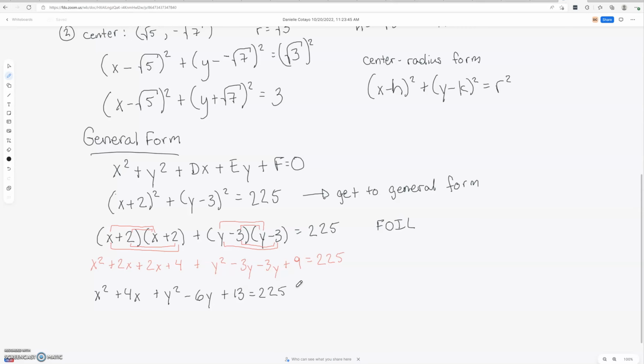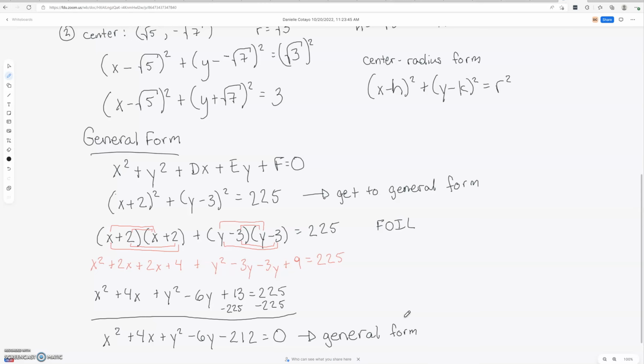Now I have almost everything done. Remember, we just want to make sure this equals 0, so I'm going to subtract 225 on both sides. And so when I do that, I am left with x squared plus 4x plus y squared minus 6y, 13 minus 225 is minus 212. That all equals 0. So this is your general form of that same equation that we started with.